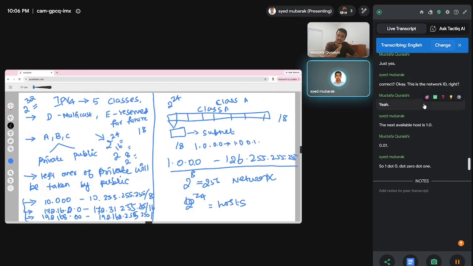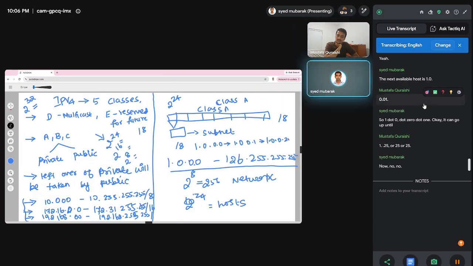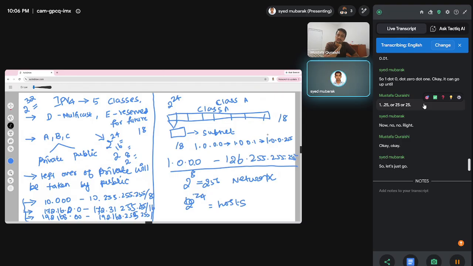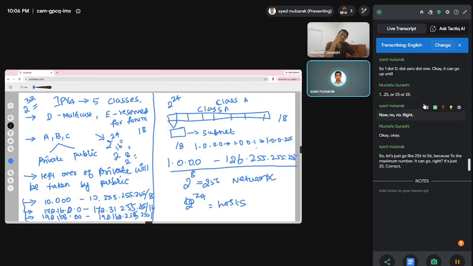1.0.0.1. You can go up until 1.0.0.255. The maximum number it can go is just 255, correct? And then what you do, you increment.